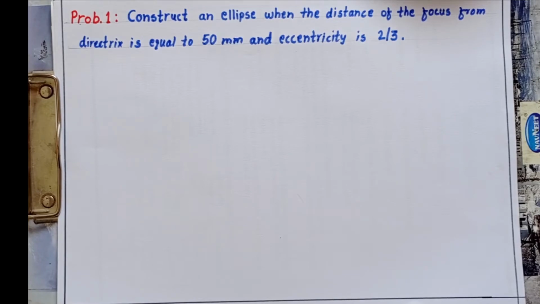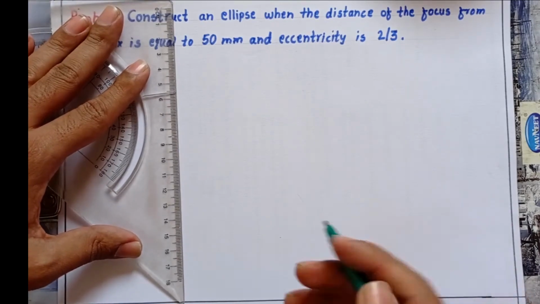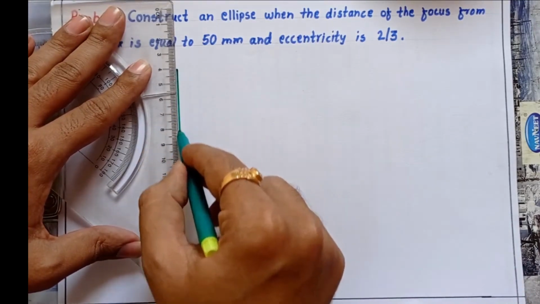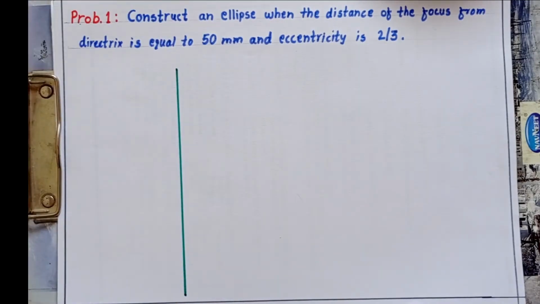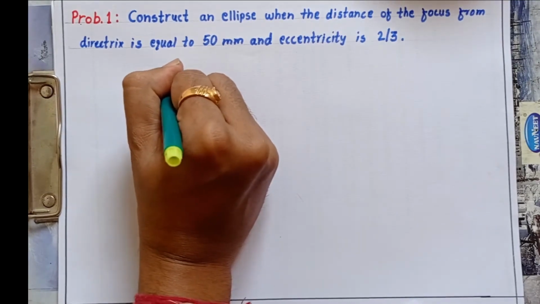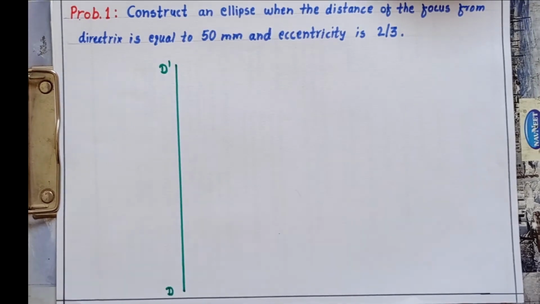So we start the solution of the problem, in which we first construct a straight vertical line which is called the directrix. So this is your directrix. It is to be named D D dash. D D dash is the directrix.